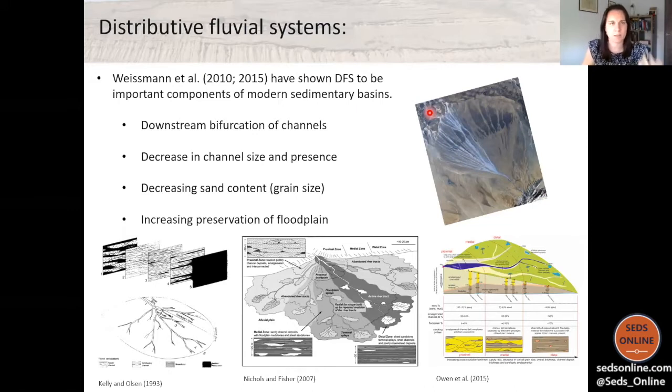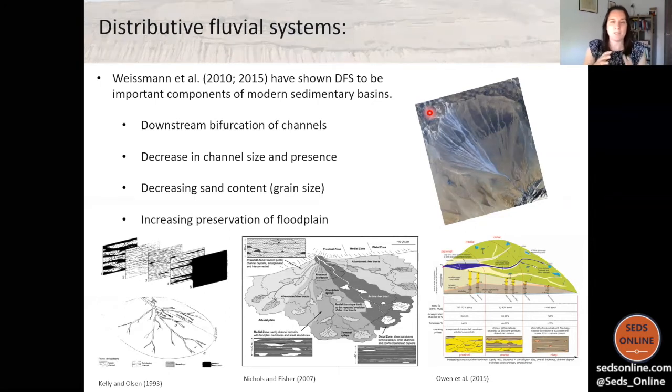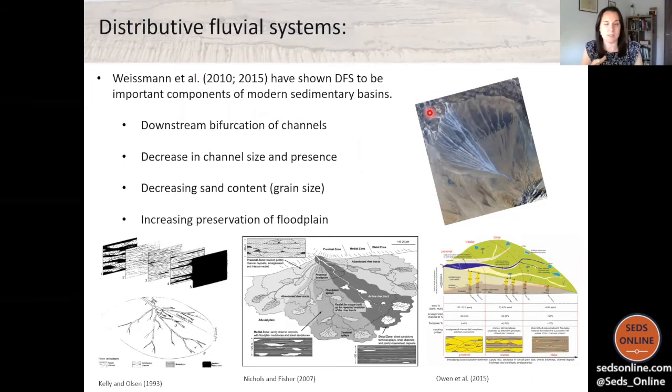And in 2010 and 2015, research led by Gary Weissmann et al. showed DFS to be really important components of modern sedimentary basins. And as sedimentary basins are areas in which we get accumulation, the idea is this is where we get better preservation. So therefore, the hypothesis is that DFS should compose a really important part of our geologic record.